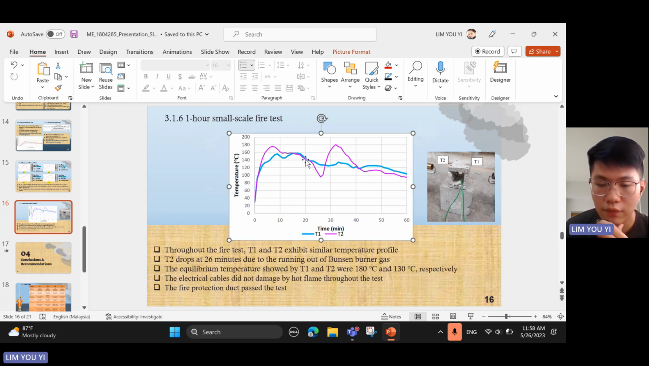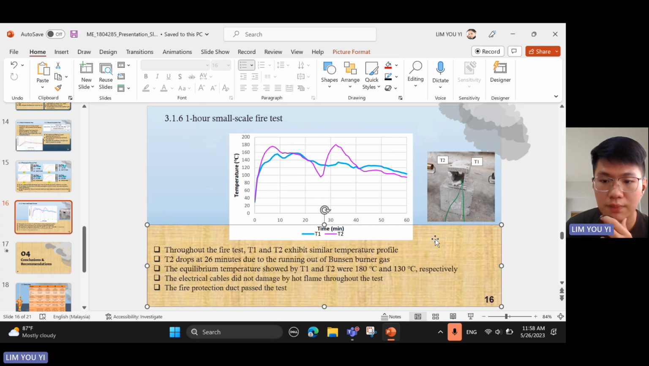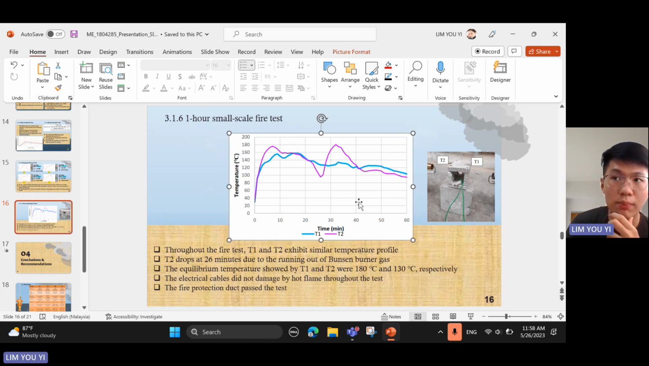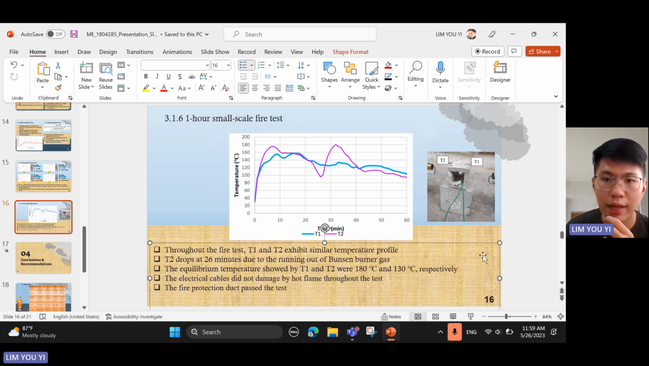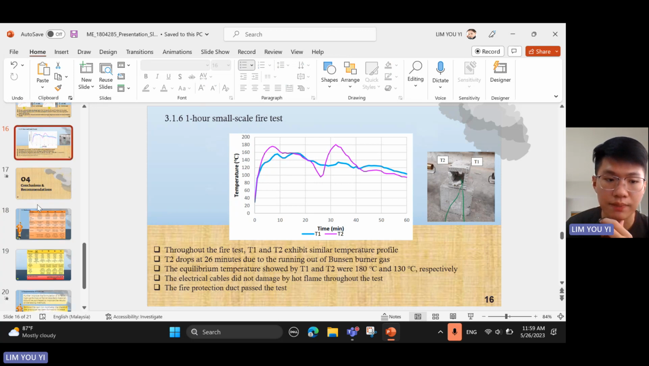As you can see from this graph, both T1 and T2 exhibit a similar temperature profile, and they are able to provide a temperature profile lower than 180 degrees C throughout the 60 minutes of the fire test. And the other more important thing is that the electrical cables, after the 1 hour fire test, do not exhibit serious damage on the surface or the integrity. So it can be proved that the fire protection duct has the ability to protect the electrical cables throughout the 1 hour small-scale fire test.